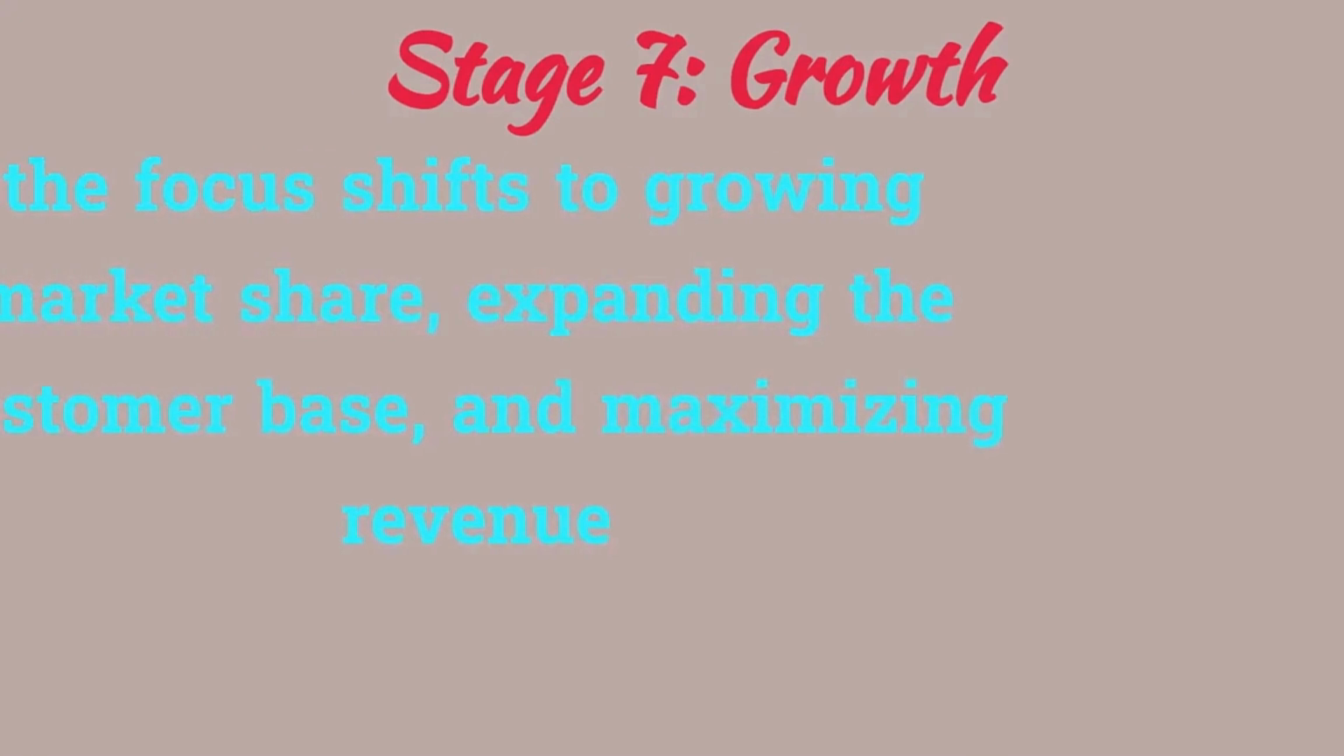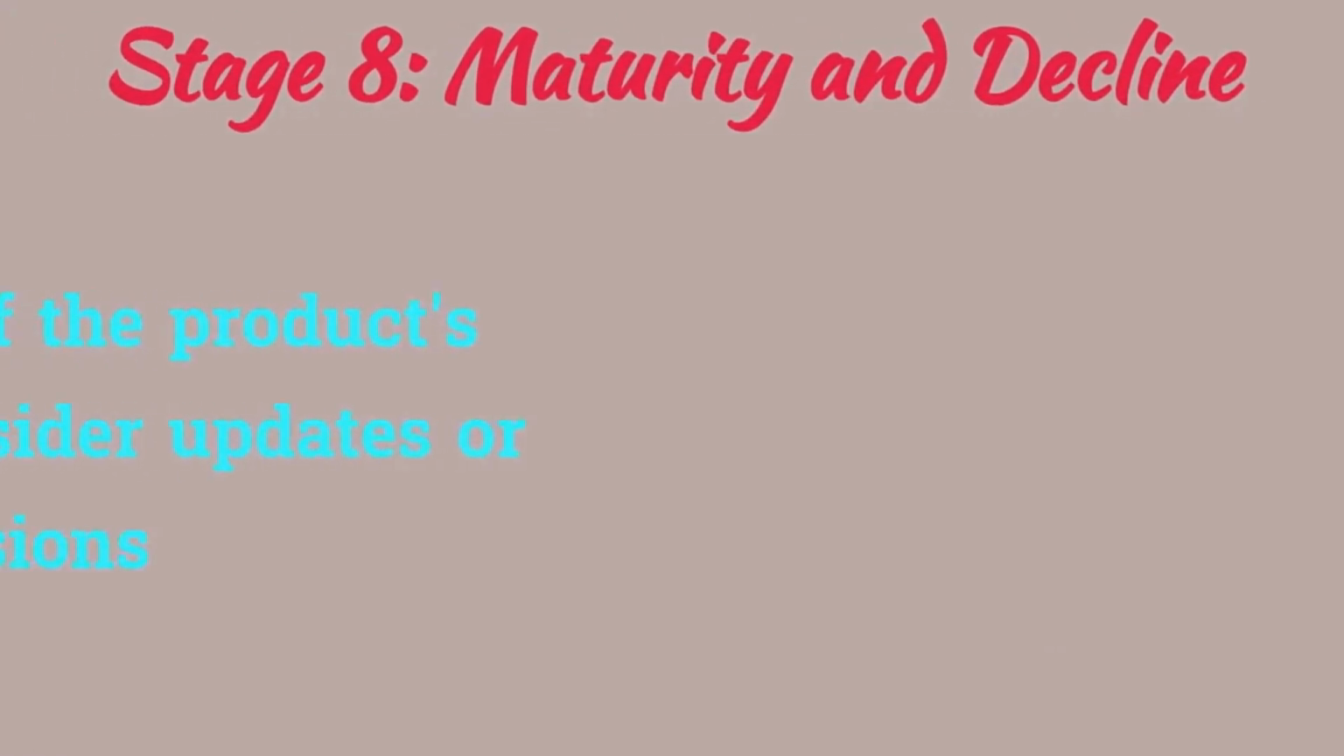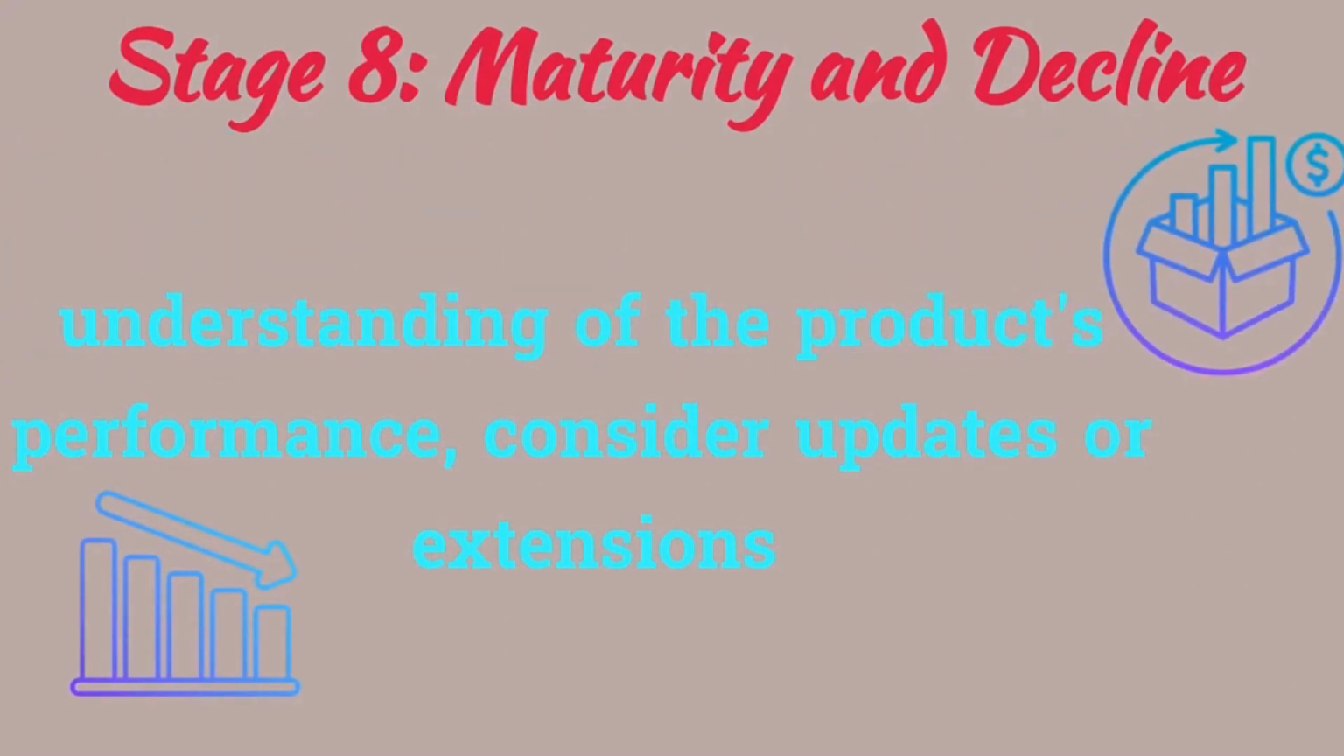Stage 7. Growth. Following the launch of a product, the focus shifts to growing market share, expanding the customer base, and maximizing revenue. In order to continue growing, it is necessary to monitor sales performance, gather customer feedback, adjust marketing strategies, and make necessary adjustments. Stage 8. Maturity and decline. It is possible for the growth rate of a product to slow down as it reaches maturity. Customer preferences may change due to increased competition. As a product manager, you need to understand the product's performance, consider updates or extensions, as well as plans for its eventual decline and retirement.